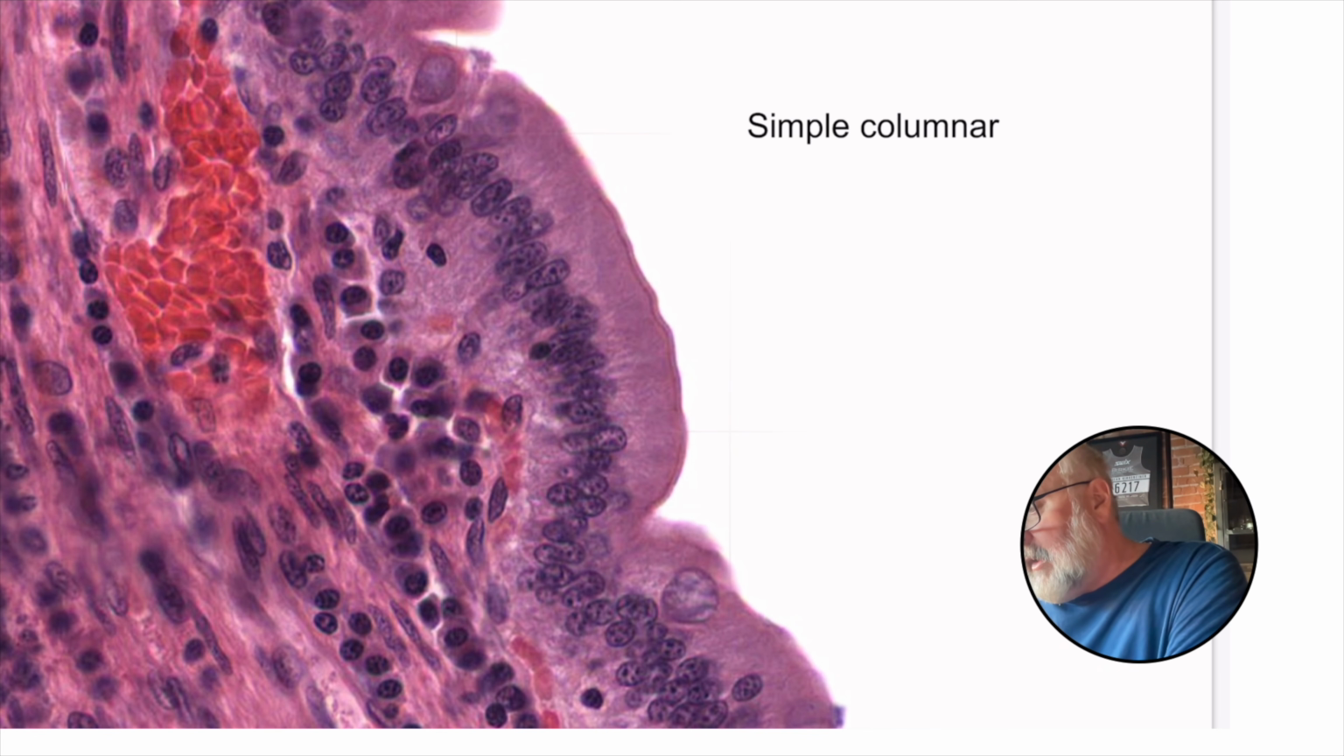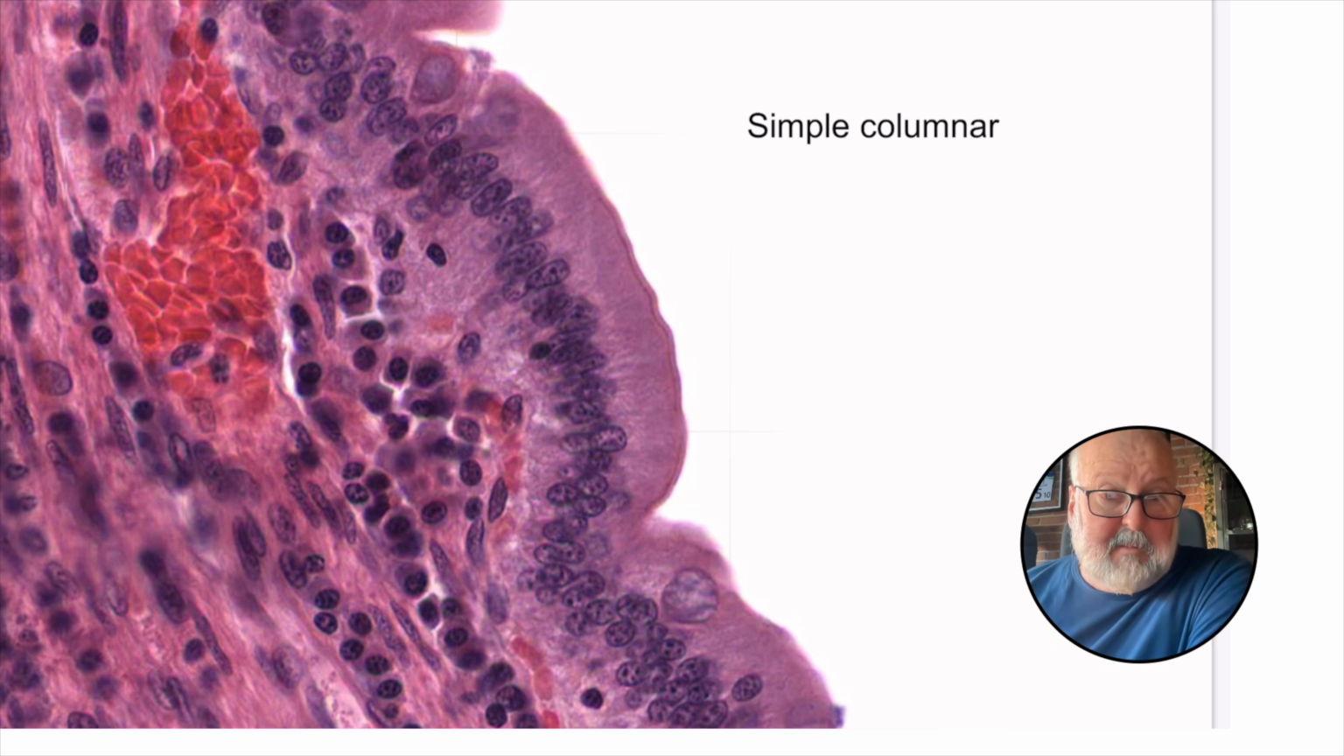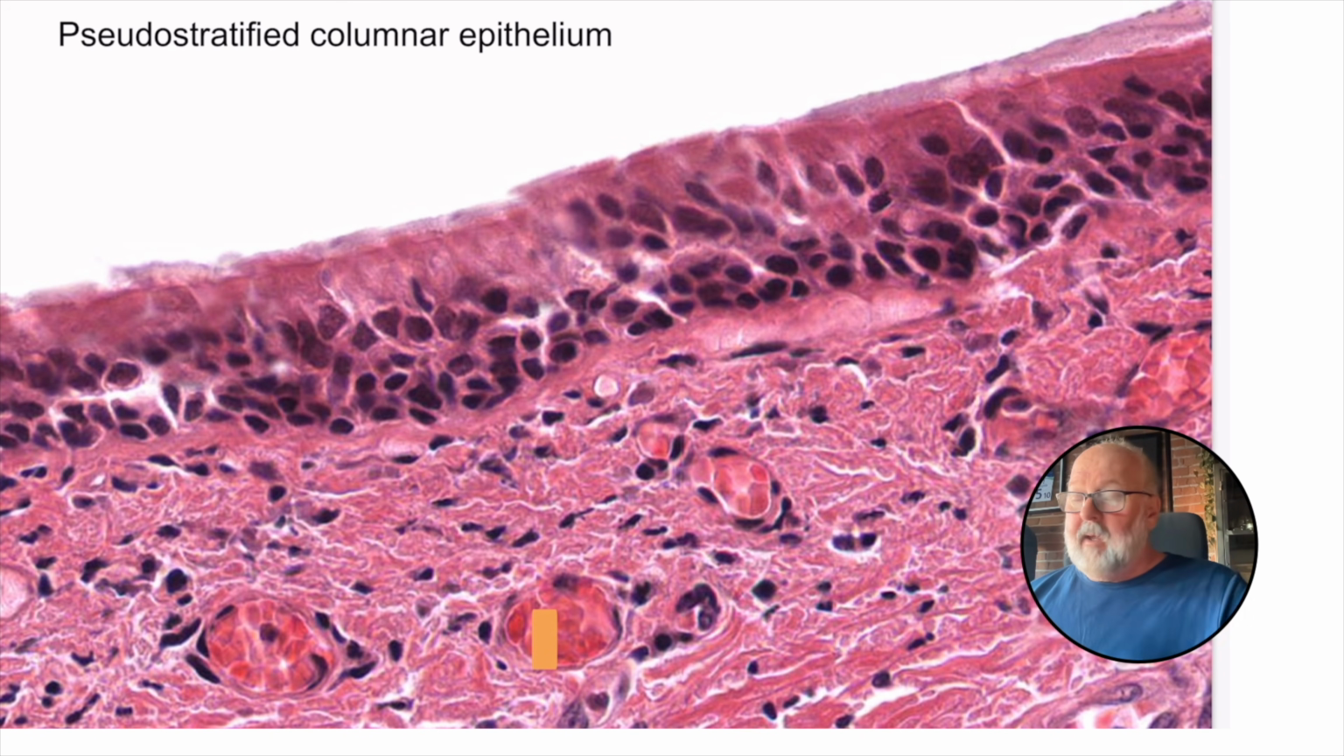And of course, we know if that's simple columnar, down here we're probably starting to look at connective tissue. And of course, what separates them would be that basement membrane. And let's try another one. Now, this is the tricky one. This is the one that can throw you off. And luckily, it doesn't show up in many parts of the body.